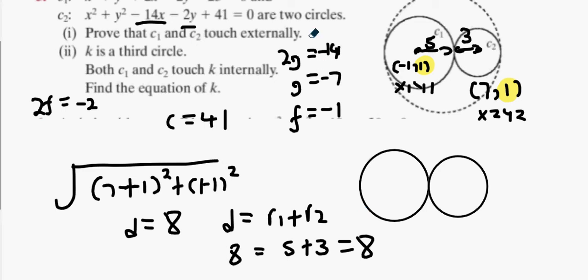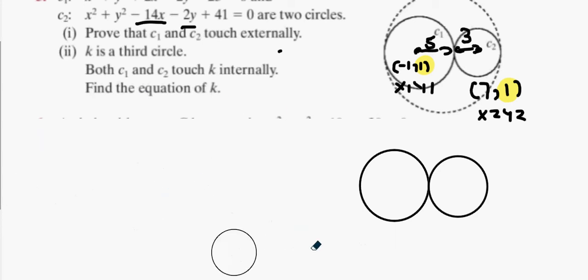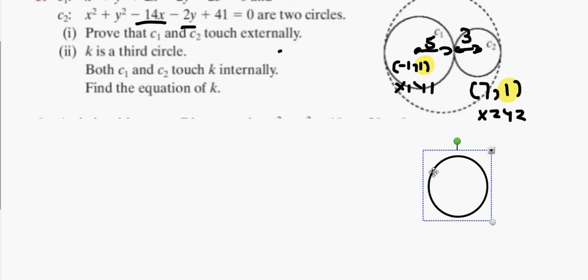C is a third circle, and both C1 and C2 touch K internally. Find the equation of K. Alright. Well, I think we're going to find this reasonably easy. Okay? I'll show you why. Here's a bit of a cheat. If these are on the same line, and see the way it stays at 1 all the time. Could anybody tell me what point this would be here?